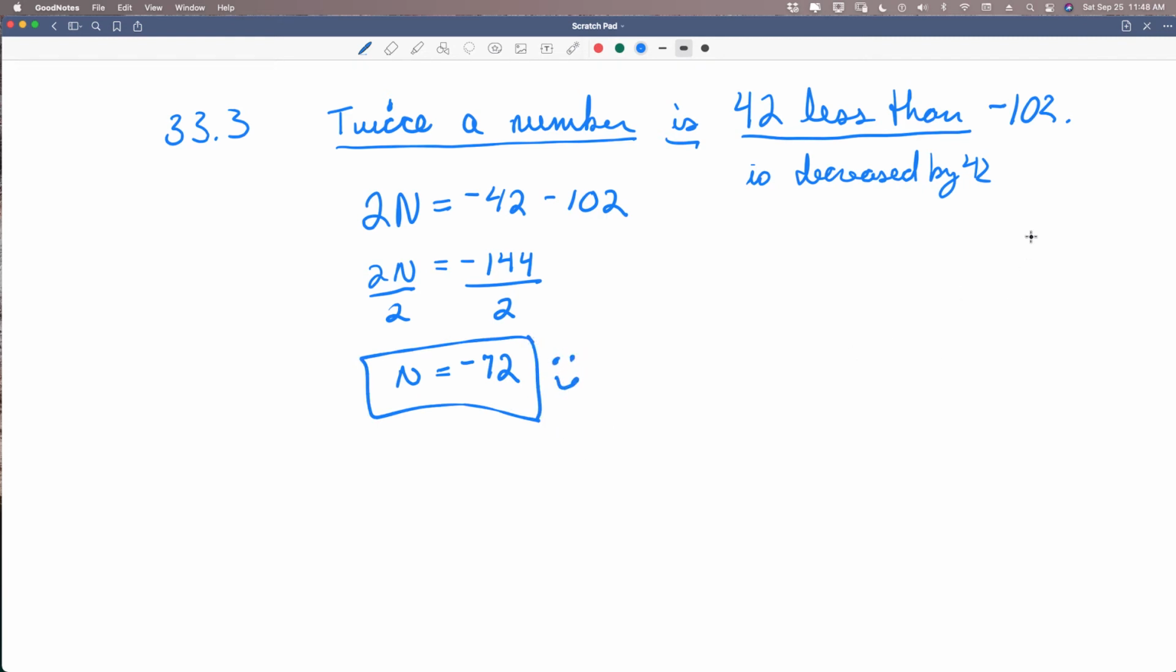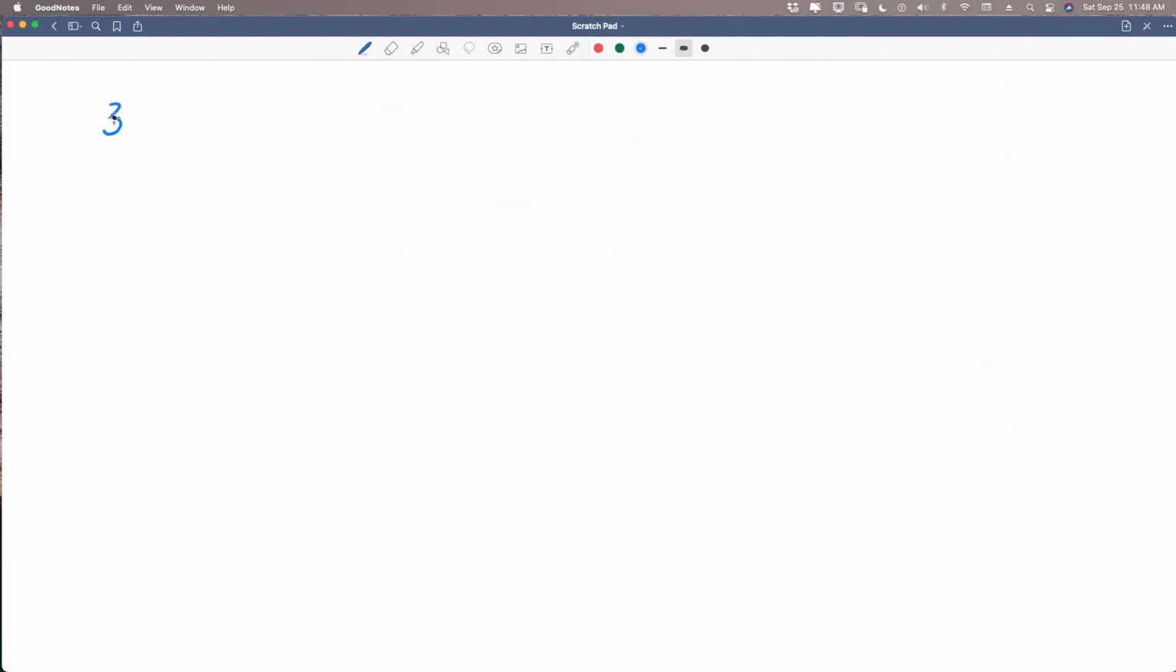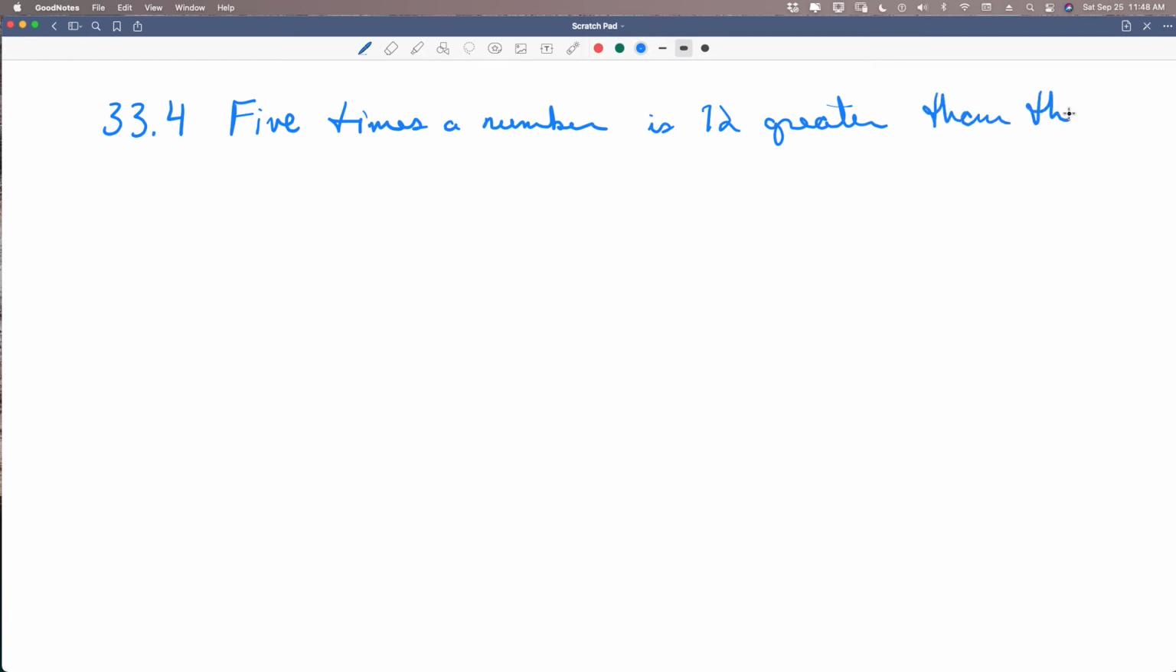Yay. All right, let's look at 33.4. We have another example that we can work through to see some more of these word phrases or algebraic phrases that might trip us up. So this says 5 times a number is 72 greater than the opposite of the number.